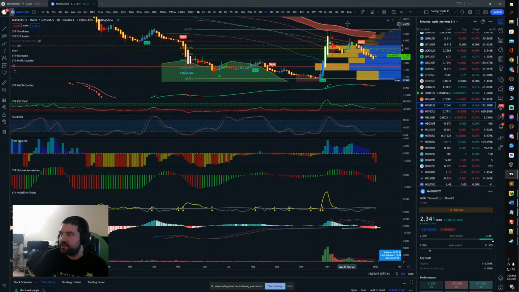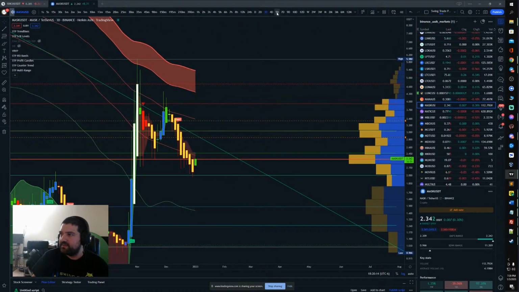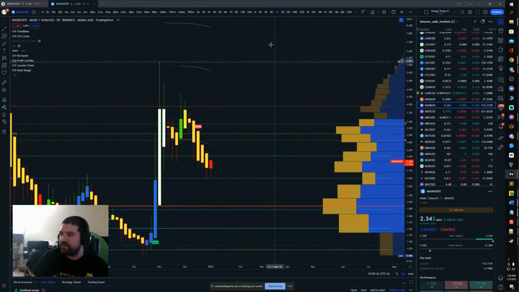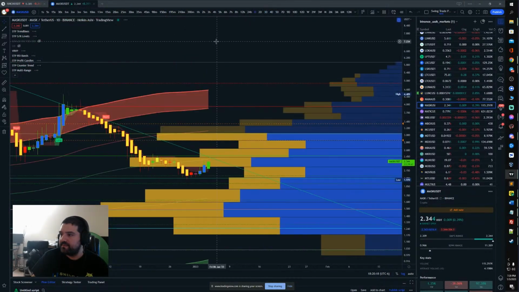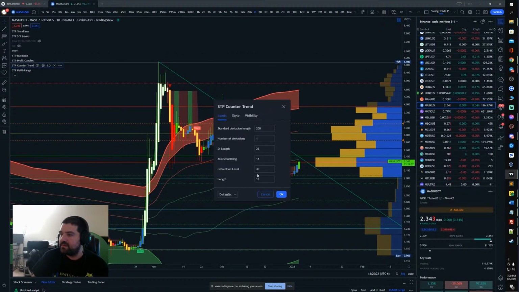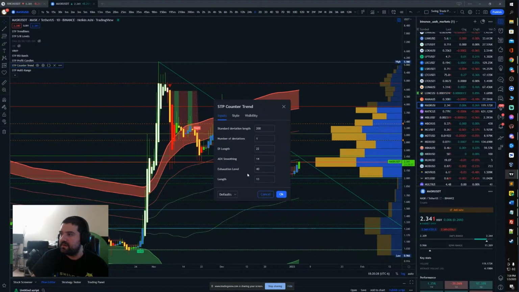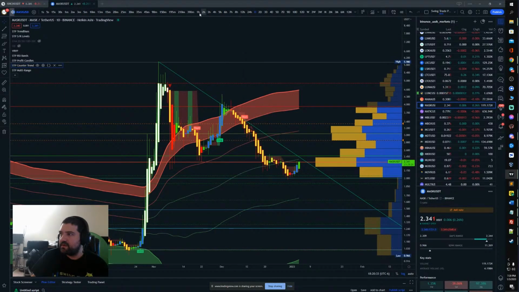And actually, it looks like, man, why are these candles all messed up? I'm not really a fan of TradingView right now. Weird. Okay, well, whatever. Anyways.